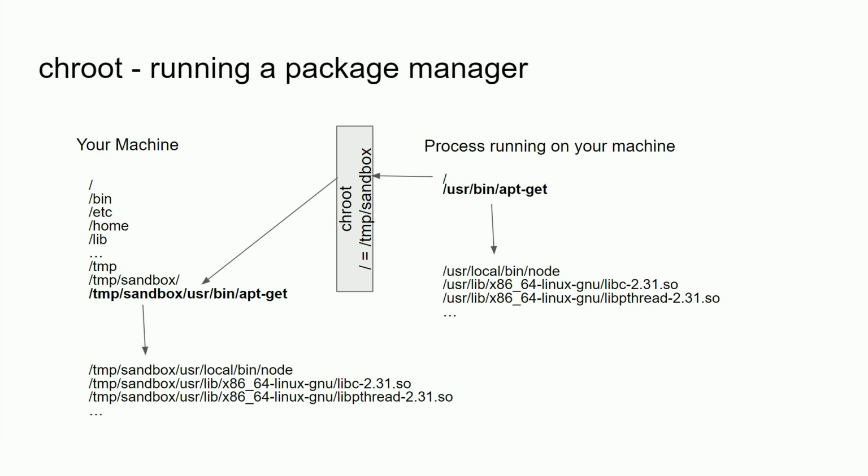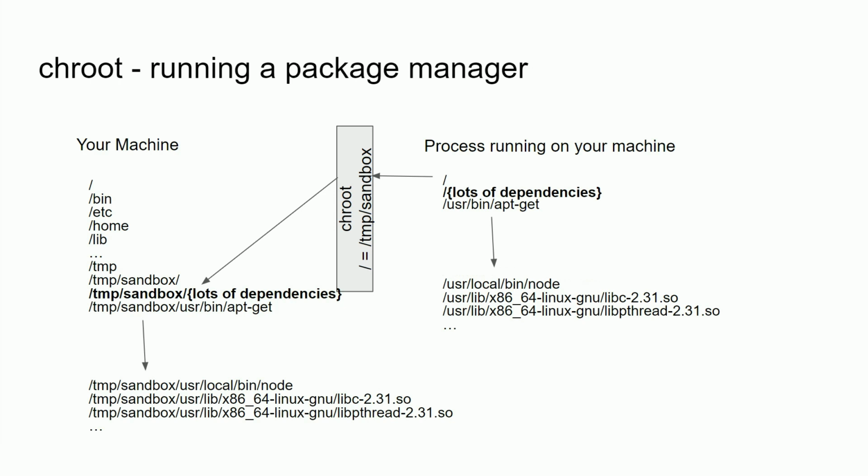It turns out apt-get, like nearly any other program, has lots of dependencies that would also need to be copied into our sandbox. In fact, we'd probably need a large portion of a Linux distribution to be copied into our sandbox to get this to work. It's a bit of a chicken and egg problem. So what can we do?